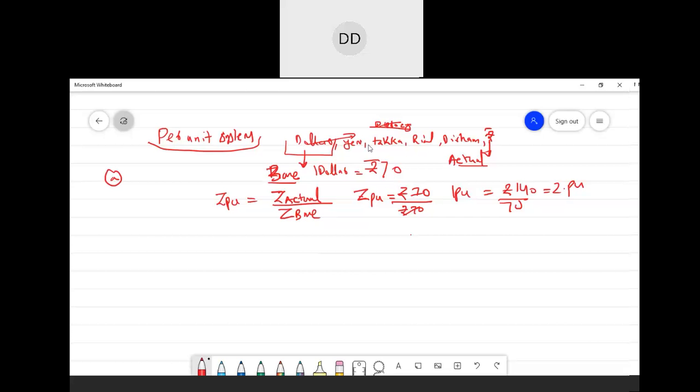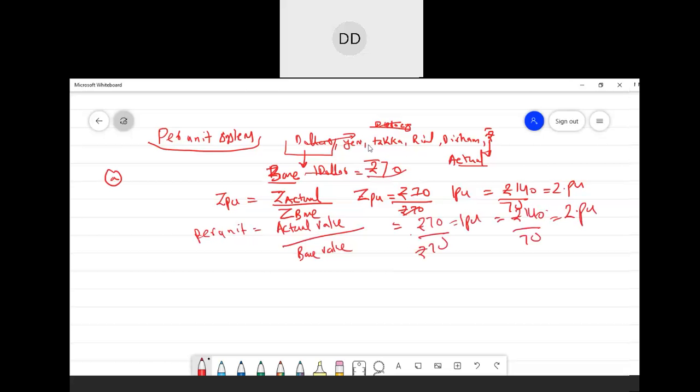Let's suppose it's a financial transaction. You have different currencies: dollar, yen, taka, real, dirham. Suppose nowadays the dollar's value is equal to rupees 70. So per unit is basically your actual value, whatever actual value you have taken, divided by the base value. Base value is dollar in this case, actual value is rupees. So rupees 70 divided by rupees 70 is 1 per unit in case your actual value is 70 rupees. Now if you take 140 rupees, then your per unit value will be 2 per unit.